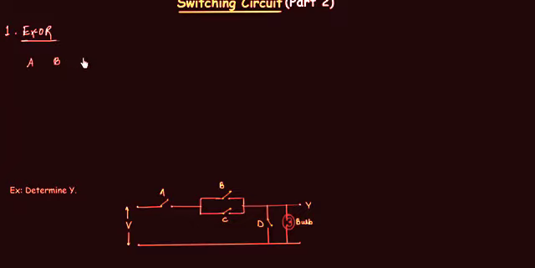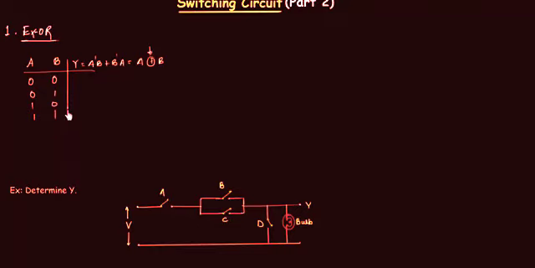A, B are the two switches. Y is the output, and for XOR operation, Y is given as A complement B or B complement A. This can also be represented as A XOR B. This is for XOR representation. We have two variables, so we have four possible combinations.